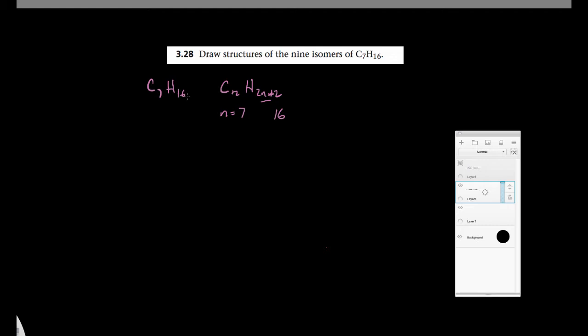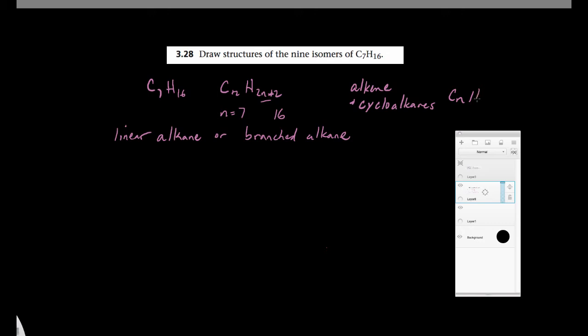And so when a molecule follows that formula, we know that it's an alkane, so it could be a linear alkane or a branched alkane, but it can't be an alkene and it can't be a cycloalkane because, as we'll find out later, alkenes and cycloalkanes are CnH2n for a molecule that contains one alkene or one cycloalkane, one cyclic structure.